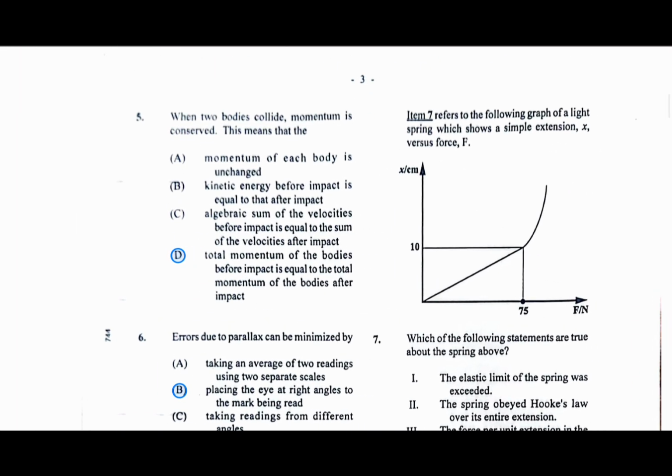Question 5. When two bodies collide, momentum is conserved. This means that the total momentum of the bodies before impact is equal to the total momentum of the bodies after impact. So whenever you see the word conserved, that means before is going to be equal to after, because nothing is lost. It has to be the same, has to be equal.